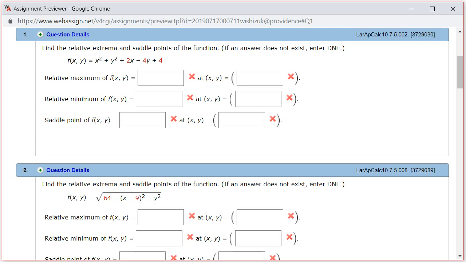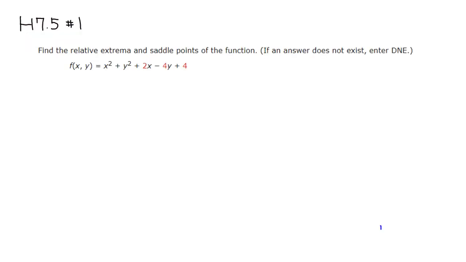All right, let's look at homework 7.5, problem number 1. First we want to find the critical point. So we're going to have to take the partial of f with respect to x.